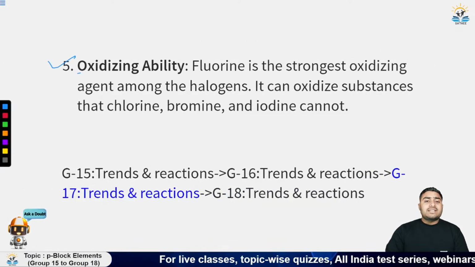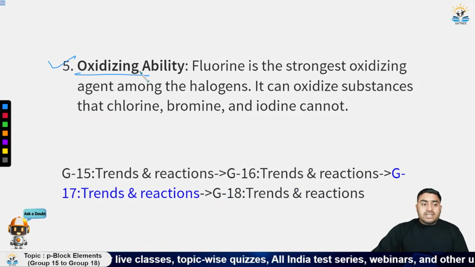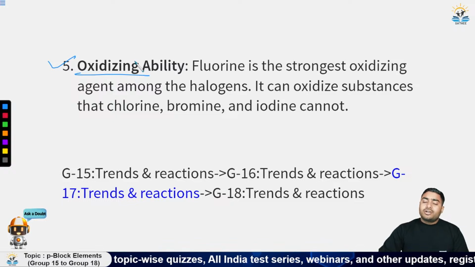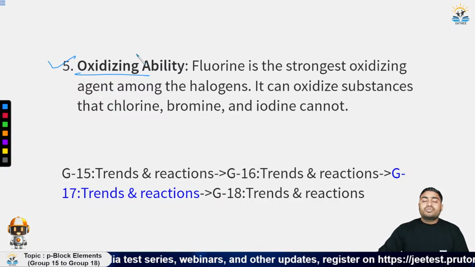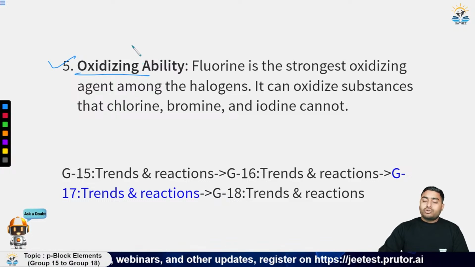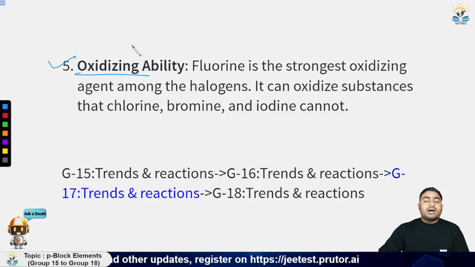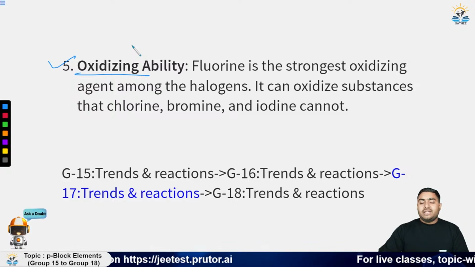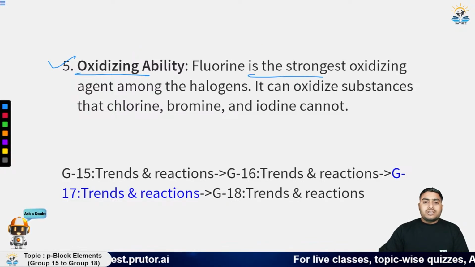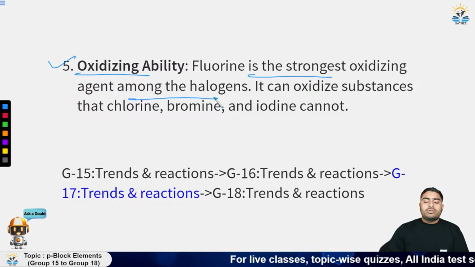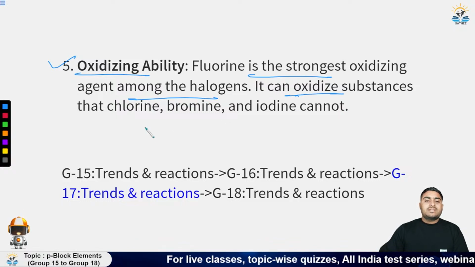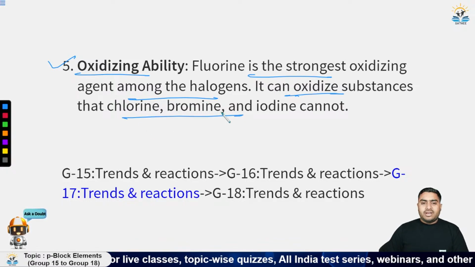Next is oxidizing ability. That means it can oxidize others and itself get reduced. Oxidizing others means it can accept electrons very quickly, right? That means it is an electron acceptor, so other elements can lose electrons whenever fluorine is here, okay? So fluorine is the strongest oxidizing agent among the halogens. It can oxidize substances that chlorine, bromine, and iodine cannot, right?